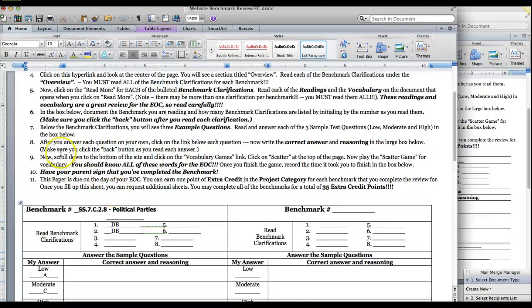All right, so number 7 we just completed. Now we're going to go to number 8. After you answer each question on your own, then you're going to click on the link below the question, all right, because that's going to give you the correct answer. And we're going to write the correct answer and the reasoning in the large box below.